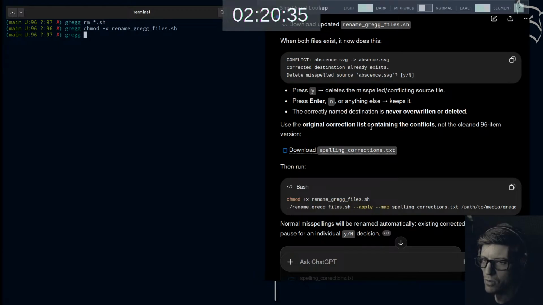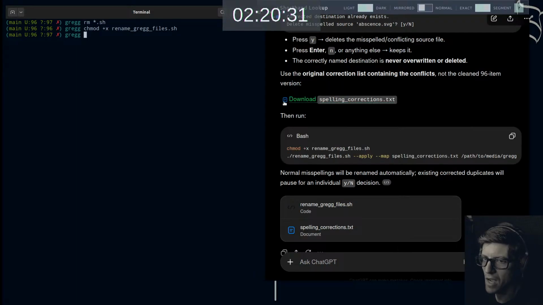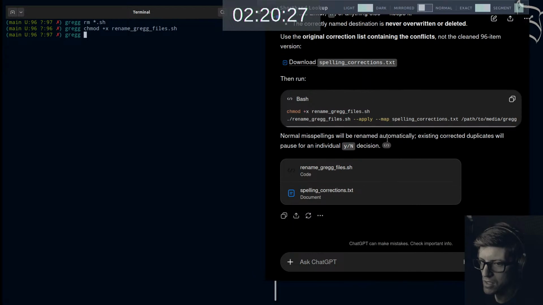Use the original correction list containing the conflicts, not the cleaned 96 item version. So we did that already. We downloaded the spelling corrections listing, and now let's go ahead and run the spelling corrections listing. I think we can just do the apply. Let's go ahead and try it. Let's try just a dry run and see what happens there.